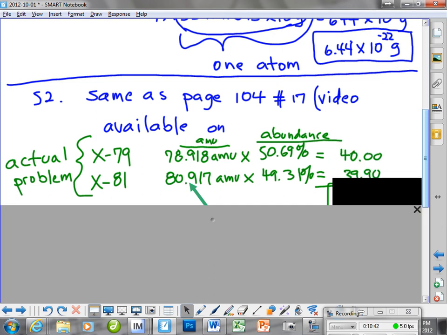So as we go over here, we multiply the 78.918 times the 50.69%, and we come out with the number 40. And as we do the 80.917, multiply that by the 49.31%, we get 39.9. And so what is the average mass for this element? 79.9.